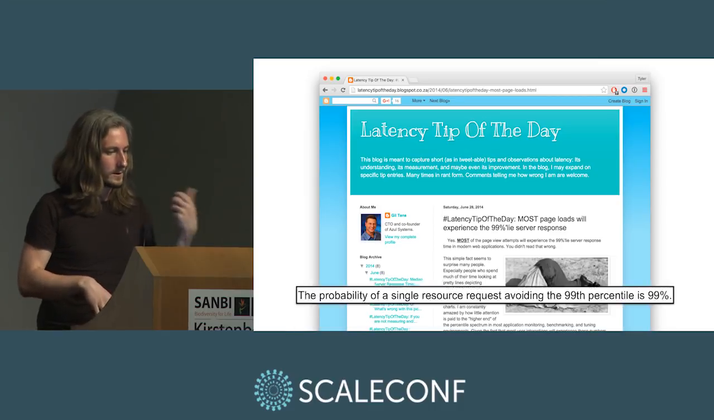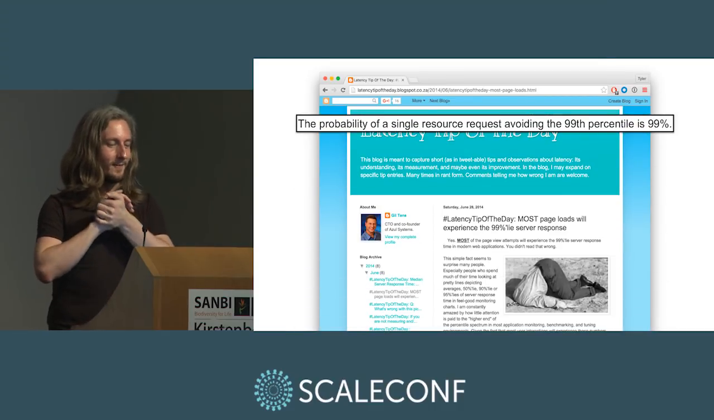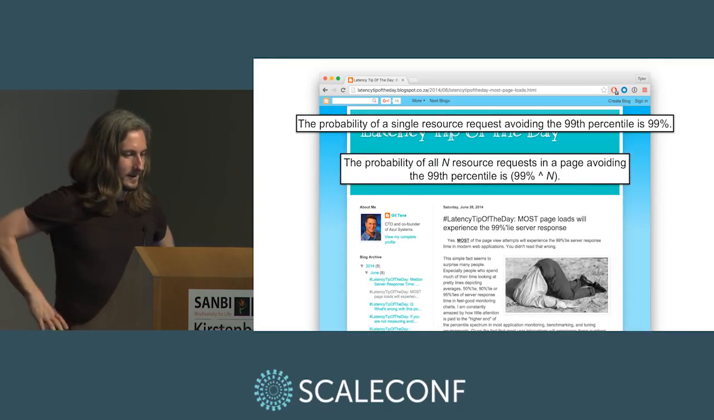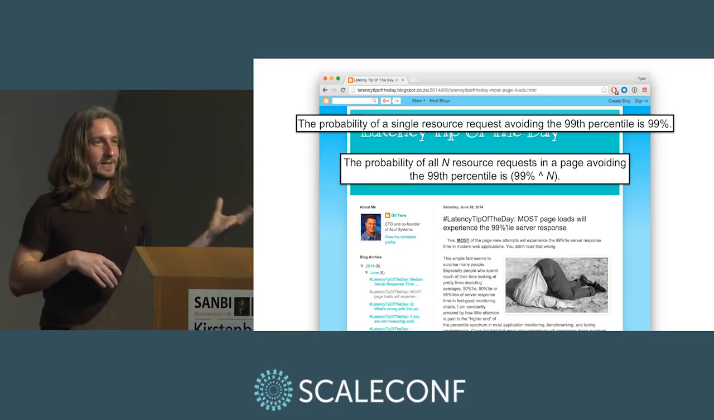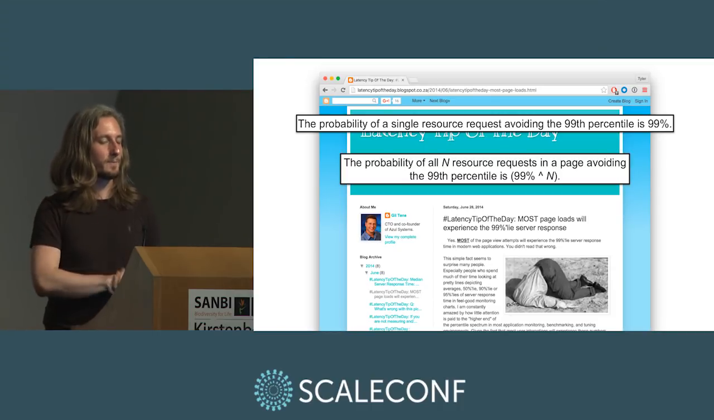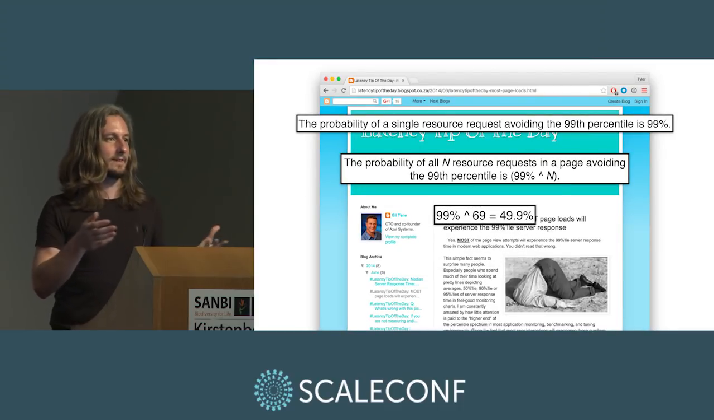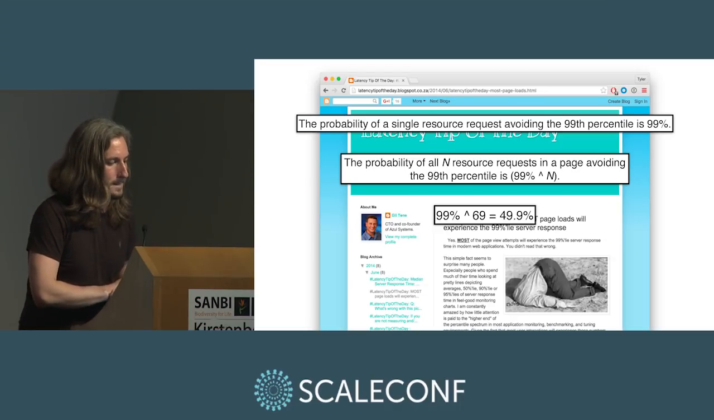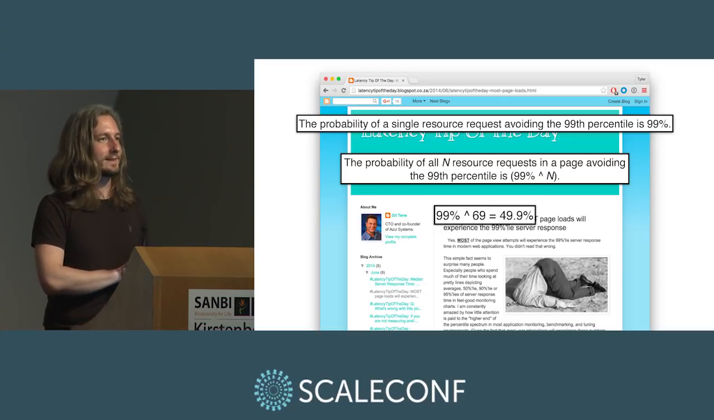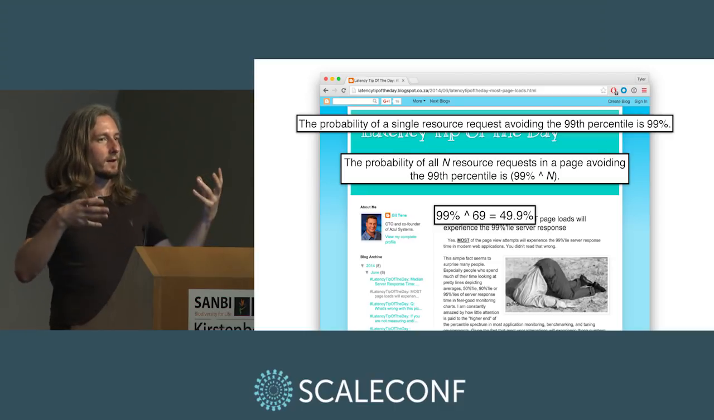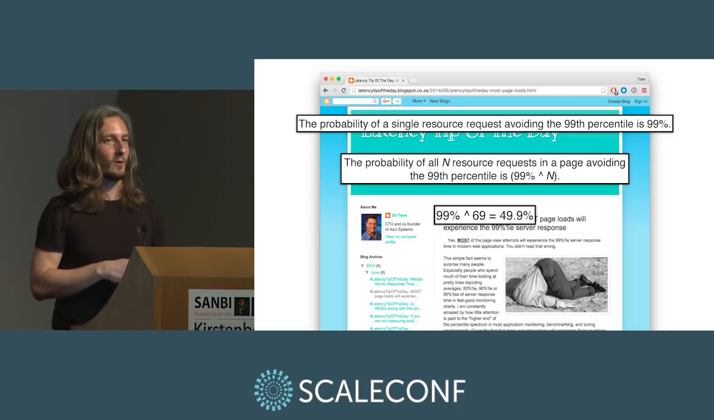So, the probability of a single resource request avoiding the 99th percentile is, of course, 99%. The probability of all n resource requests for a particular website avoiding that 99th percentile is 99% to the nth power. So 99% to, in this case, let's say 69, ends up at 50%. We're very close to 50%, right? So that means if you have 69 requests on your website, like the CSS, the JavaScript, all of the AJAX requests that are happening, you almost certainly do. Most websites at this point have significantly more.